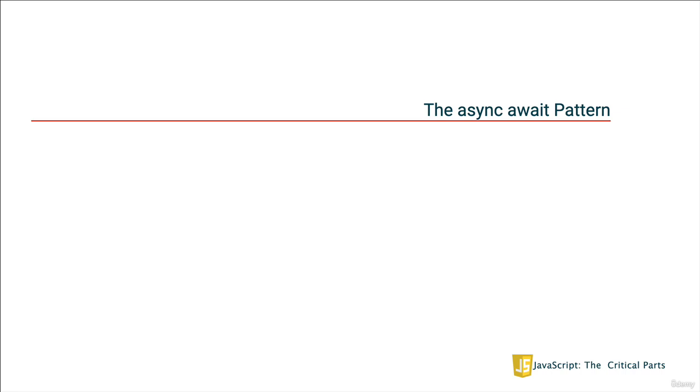Now, do you see a pattern here? Promises help simplify all the nesting that happens with multiple callbacks. And async await now are going to simplify promise chaining. Now, how does it simplify it?